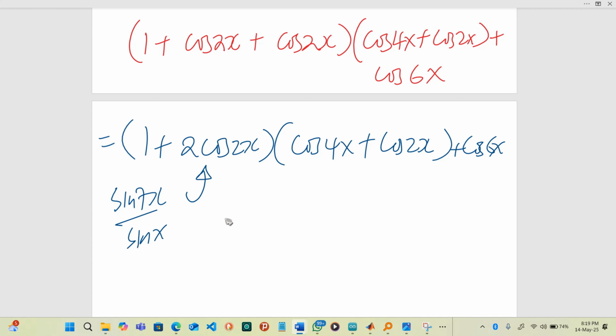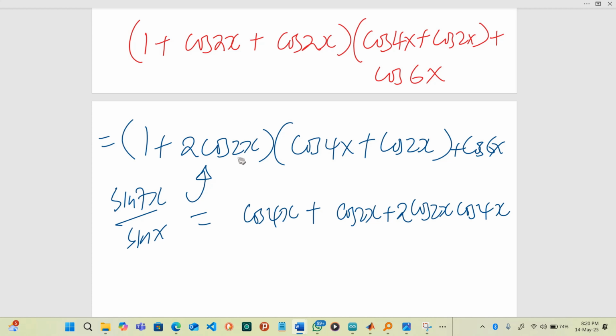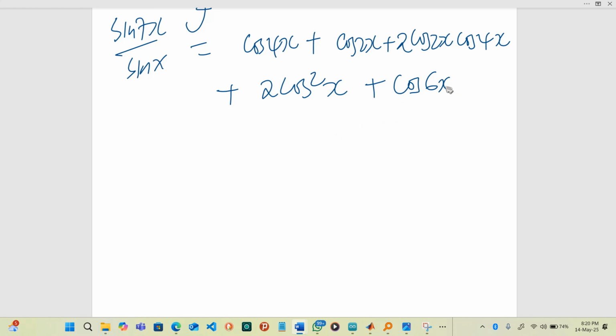So let's just open brackets now. This is 1 times cos 4x, so I'll have cos 4x. Then 1 times cos 2x will have cos 2x. Then 2 cos 2x, cos 4x. Then 2 times this. Again, this is going to be 2 cos squared x. And then we are adding there cos 6x. So now, our task is to again expand this or to simplify that.